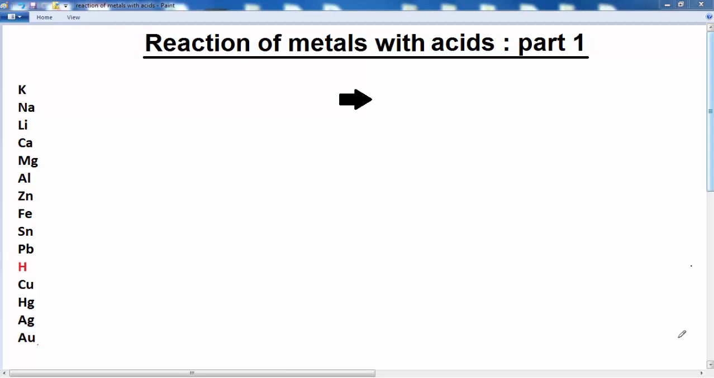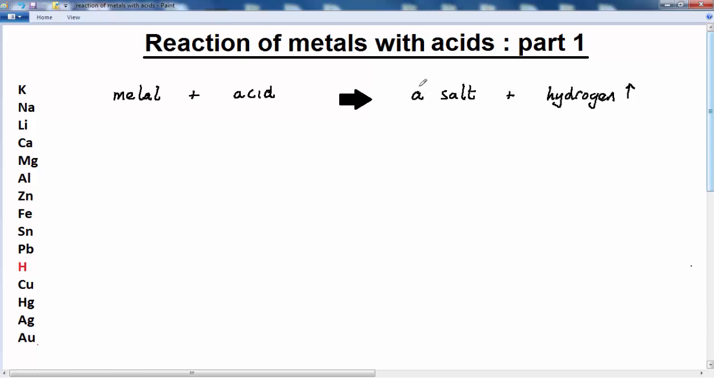In the next two lessons, we're going to look at the reactions of metals with acids. First of all, let's write down the general equation for this reaction. In this case, we're talking about the reaction of a metal with a dilute acid, for example, such as diluted HCl. So we've got the metal plus an acid, and that's going to produce a salt plus hydrogen gas.